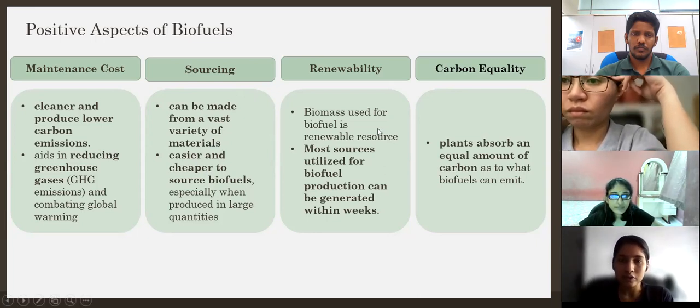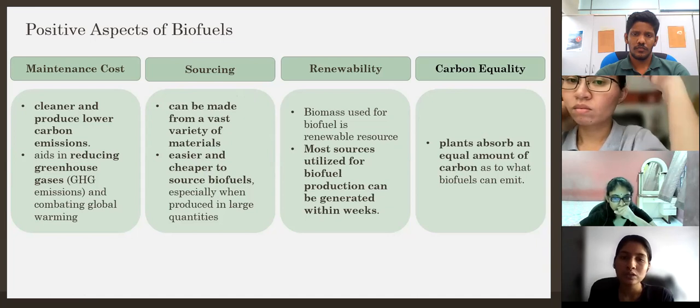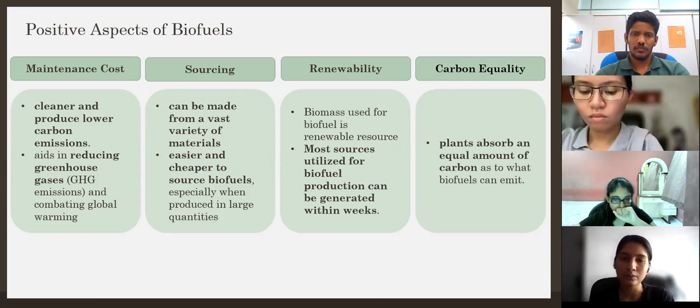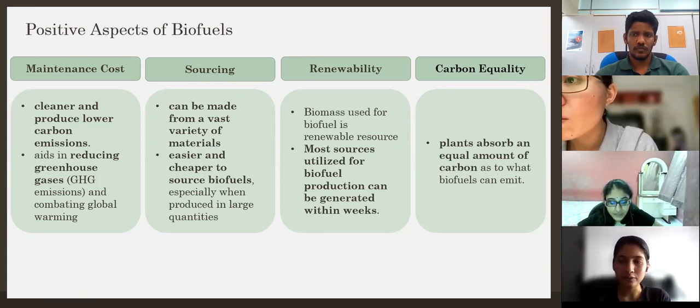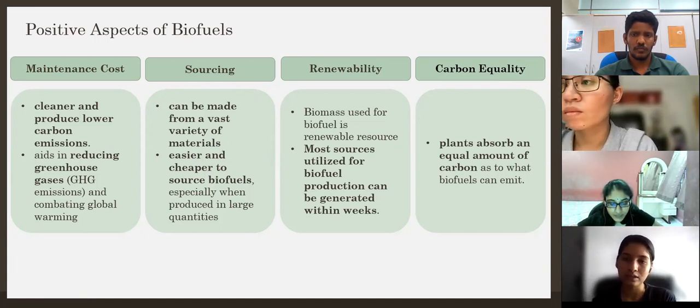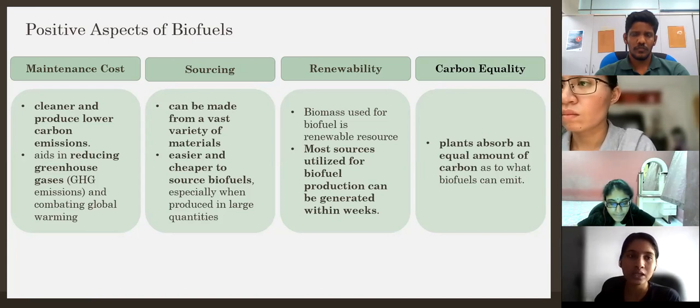The third point is renewability. Biomass used for biofuel is a renewable resource, so most sources utilized for biofuel production can be generated within weeks. And the last point is carbon equality, where the plants absorb an equal amount of carbon as the biofuels can emit, so there will be no extra carbon released to the environment.